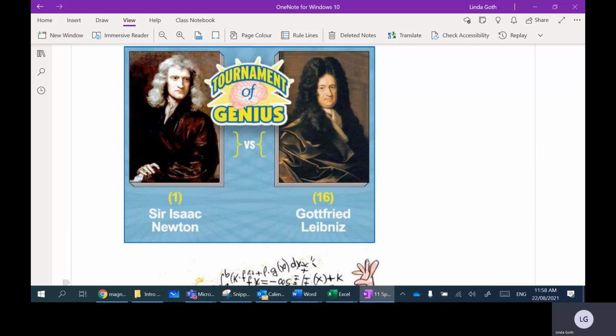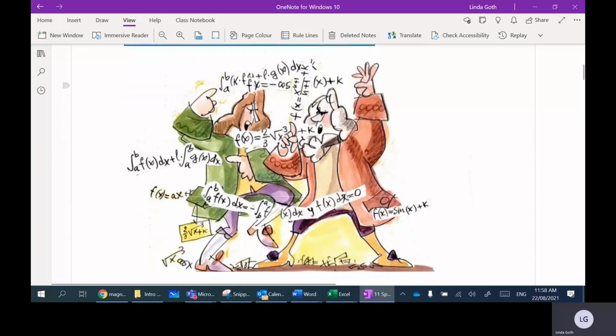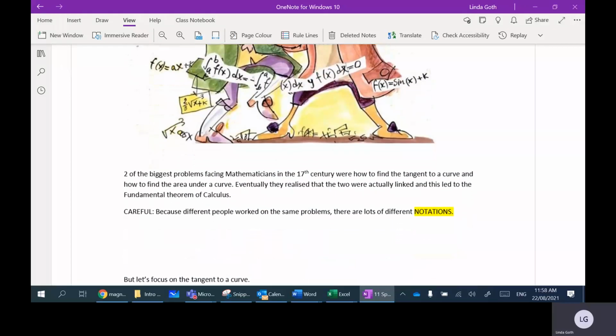Now, because they were both working on the same problem at the same time, it doesn't mean that they were using the same mathematical notation. So what you will find when you're doing calculus is that depending on what textbook you're using or what you're referring to, there will be different notation for the same thing. And we'll talk about that more as we go through the topic.